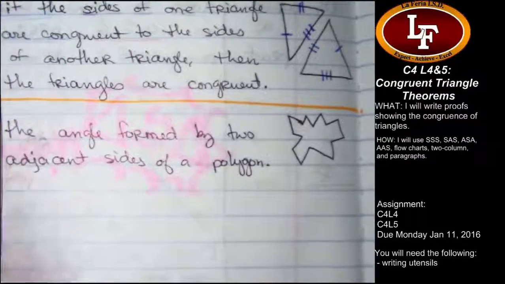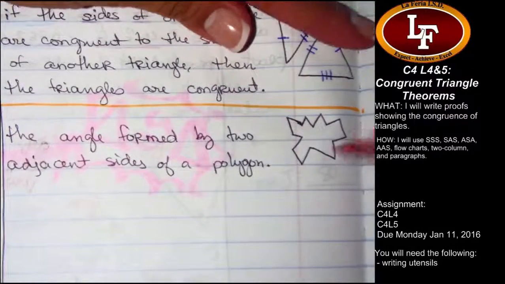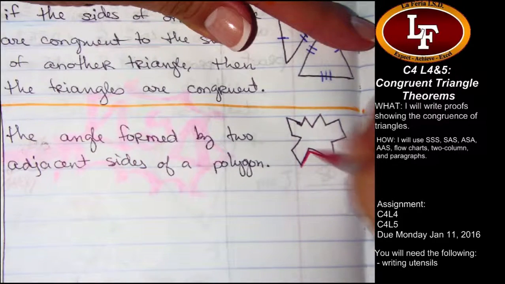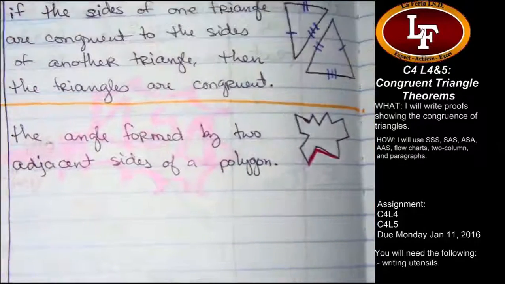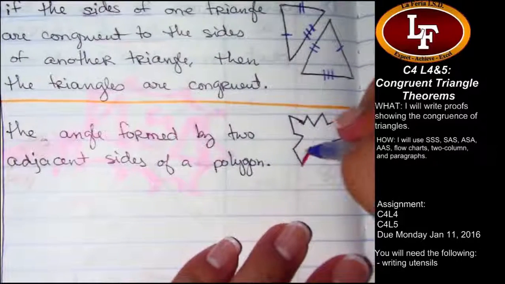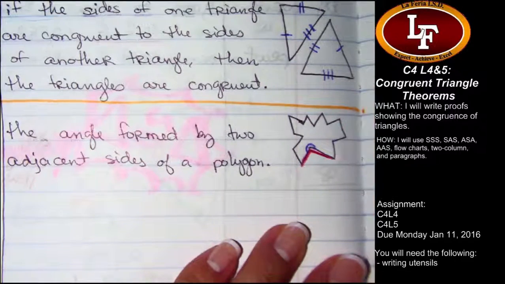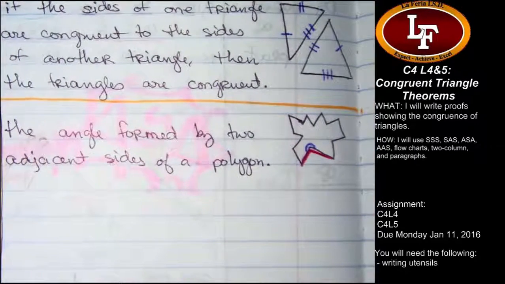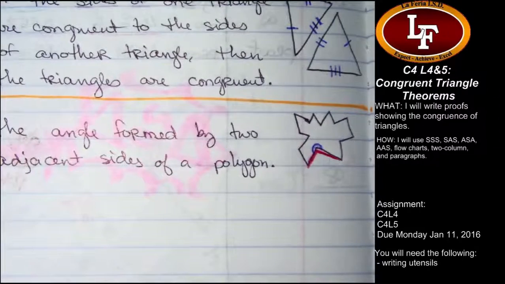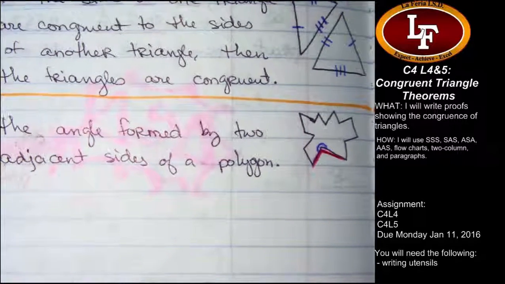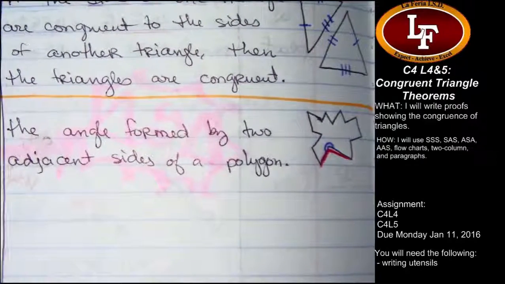Now we're going to take two adjacent sides of this polygon. So if I look at this side and I look at this side of the polygon, I have an included angle, and it's always this angle that's here inside the polygon. So this is one of those weird angles. It's like a reflex angle. So it's an angle that's bigger than 180, smaller than 360. And it's inside the polygon. Okay, that would be the included angle.